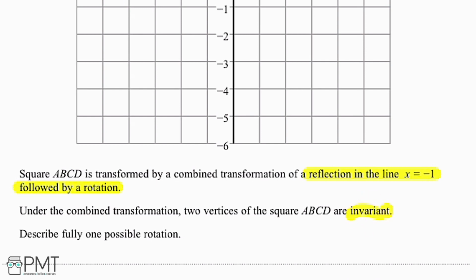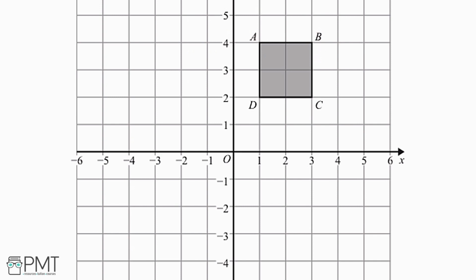Firstly, this term invariant here. If two of the vertices of the square ABCD are invariant, that means 2 out of the 4 vertices stay in the exact same position.